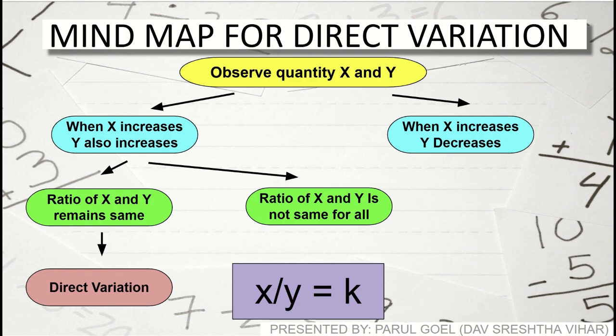So we may draw a mind map for the same. That is, we observe the two quantities x and y. They may increase together or decrease together, or one may increase and the other may decrease. But if they are increasing or decreasing together, then there may be two cases. The ratio of both the things might be a constant, or the ratio might not be the same every time. So if the ratio is the same every time, then it is a case of direct variation. That is, in case of direct variation, we have x upon y equals k, where k is a constant.